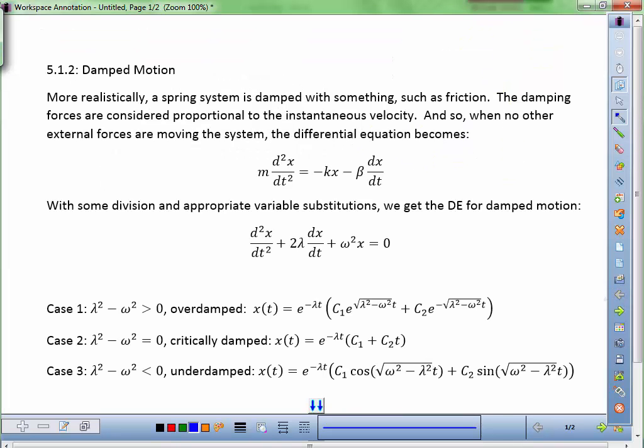So just to come back to this equation, we want to fill in these values: the m, the spring constant k, and then the beta, which is some sort of proportion of the velocity that's going to describe our friction, damping.